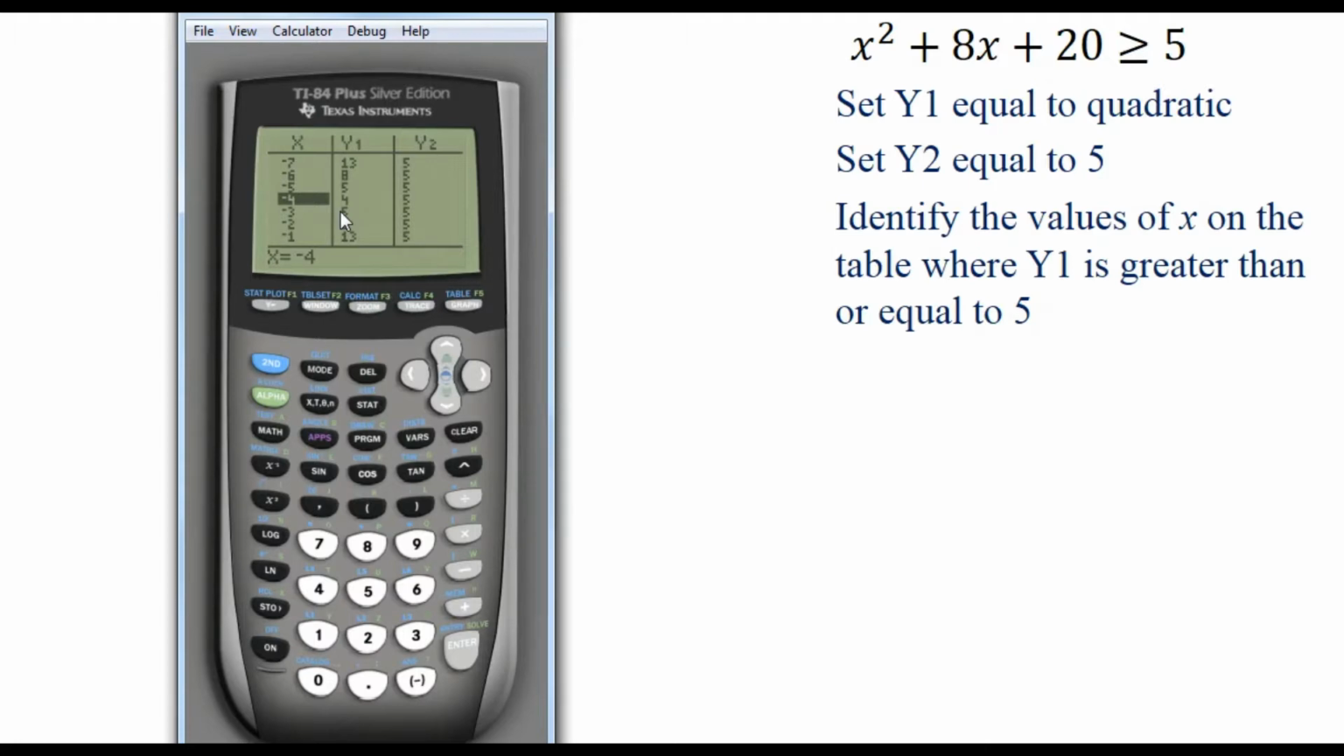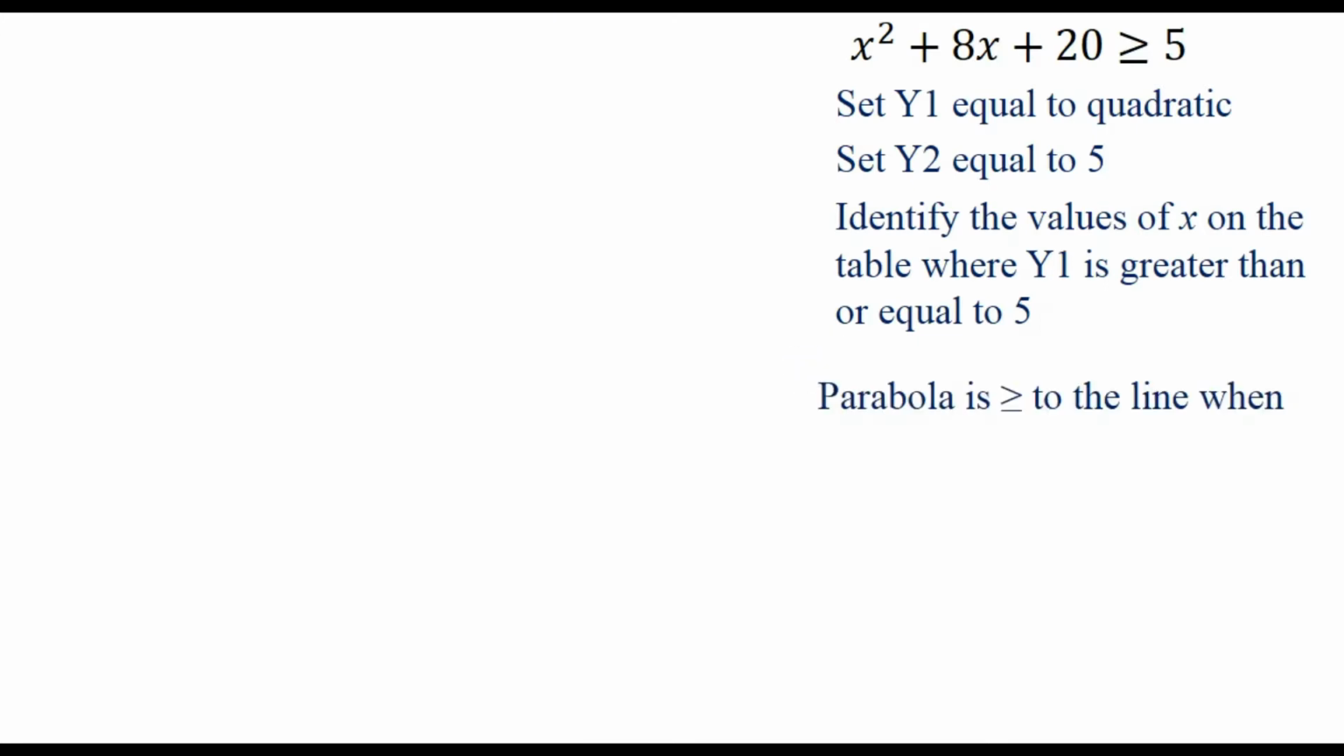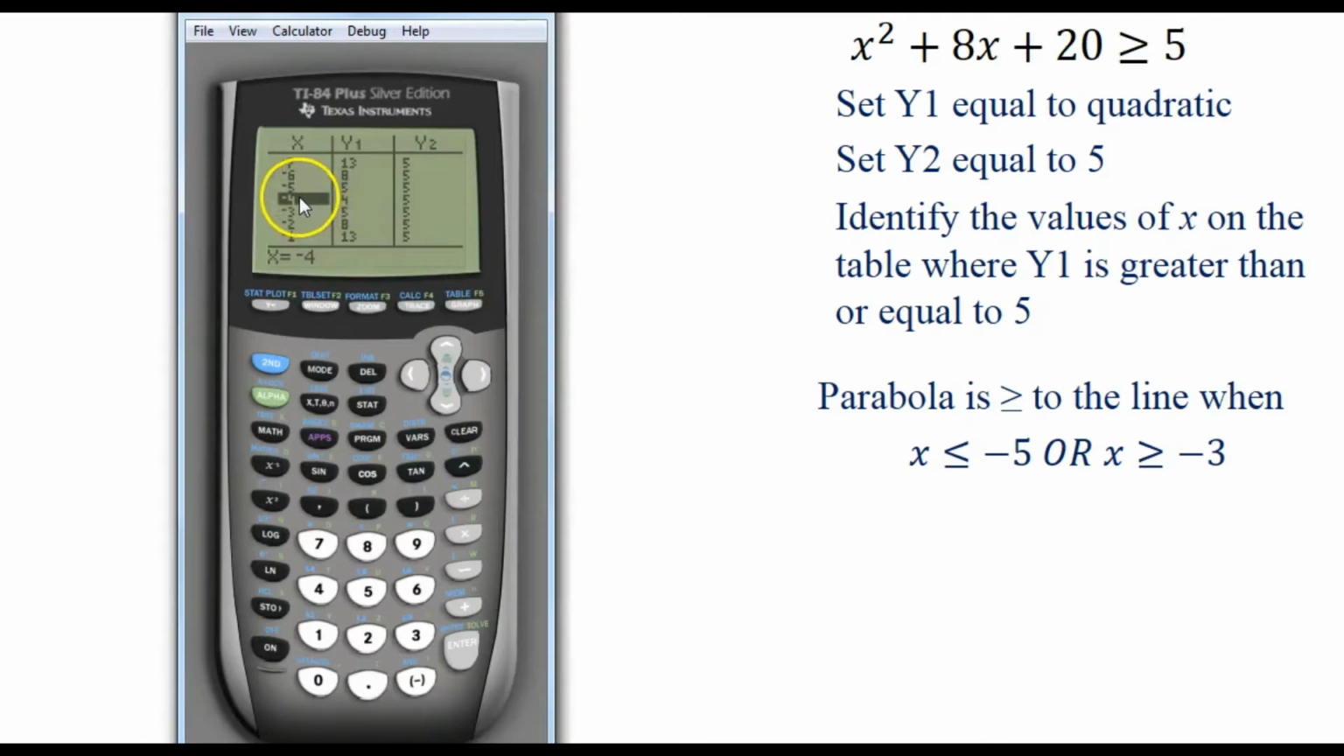Those are going to be two very important points, because that is where the parabola starts becoming greater than. What this is telling me is that the parabola is greater than or equal to the line when x is less than or equal to negative 5. That's these negative numbers, because negative 7 is less than negative 5. And then also when x is greater than or equal to negative 3.